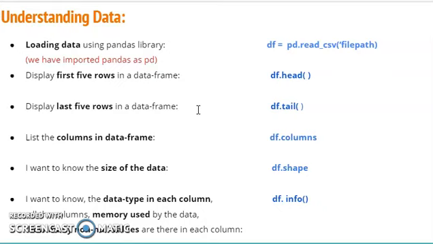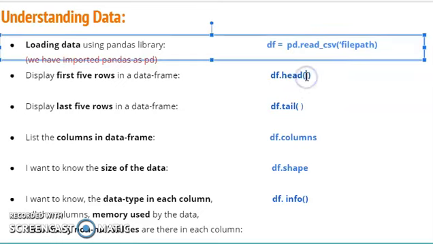For displaying the first 5 rows, you use df.head, because by default df.head will list the first 5 records in your data set. If you enter a value here, suppose 10, then you are explicitly mentioning that you want to see the first 10 records in the data set. So it will show the first 10 records, but by default it will show the first 5 records. Similar thing goes with df.tail. df.tail will list the last 5 rows in a data set.